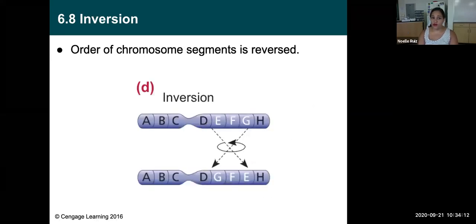Inversion is when the order of chromosome segments is reversed. And each of these types of structural changes causes different syndromes and disorders and abnormalities. It's a miracle with all these that our bodies get it right most of the time.